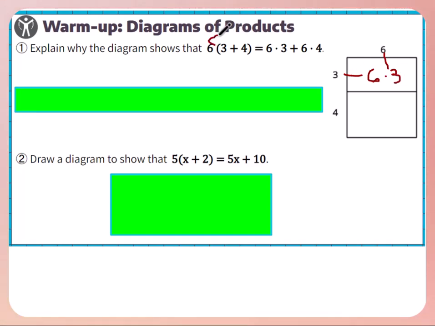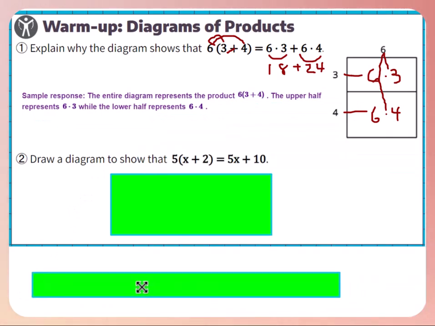This would be like 6 times 3 and 6 times 4. Again, go down and across, 6 times 4 and 6 times 3. And we'll add those together. So that would be 18 plus 24. We're going to simplify that.